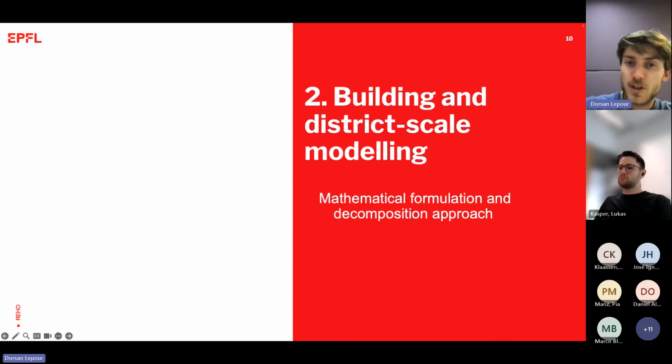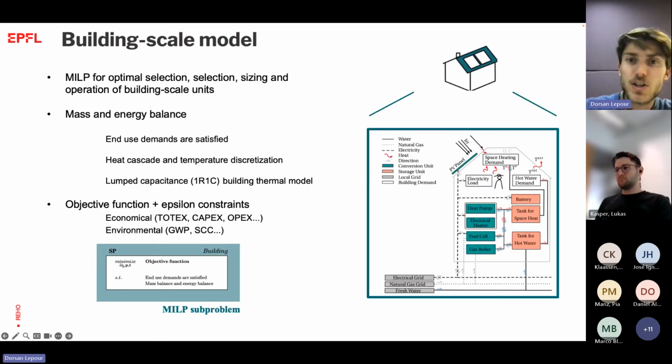So now we have the inputs and the output of the tool. A few words about the mathematical formulation and what is inside. Each building is defined as a mixed integer linear problem, where the constraints are the mass and the energy balance. Here you can see, for example, end-use demands have to be satisfied.